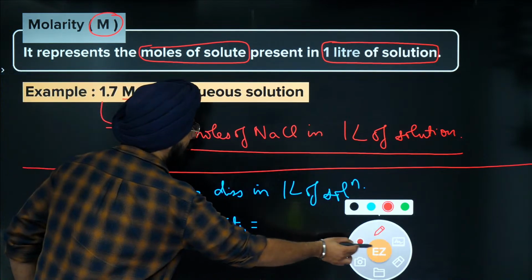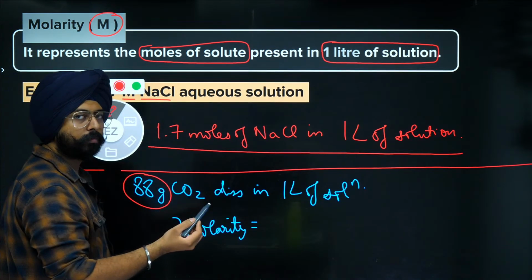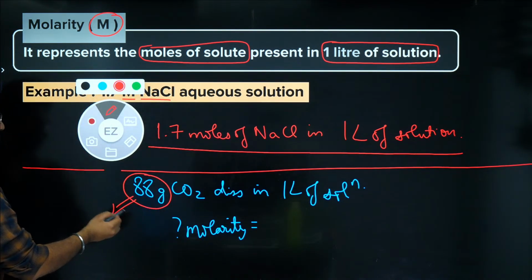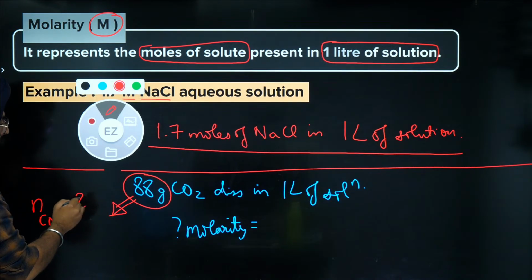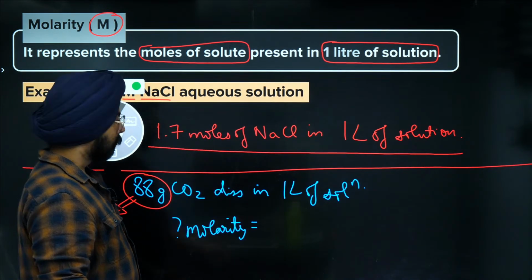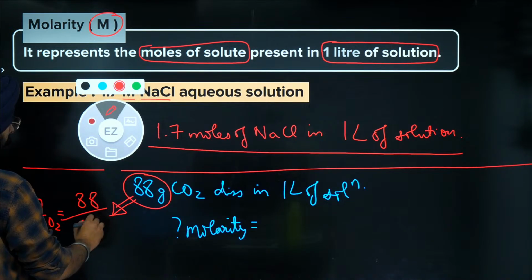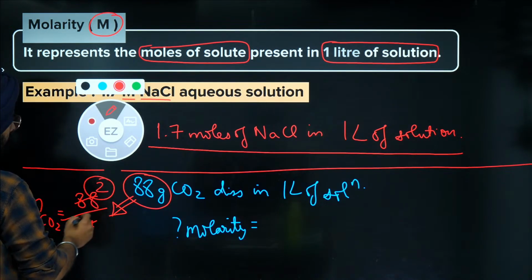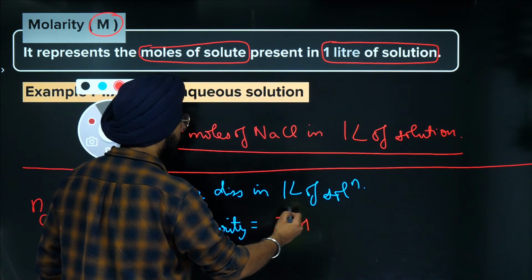So, how much will the molarity come out to? Moles per liter. So, how do we convert grams into moles? Moles of CO2 equal to given weight divided by the molar weight of CO2, which is 44. 12 plus 16 plus 16. This is equal to 2. So you have 2 moles of CO2 in 1 liter. So molarity is equal to 2.